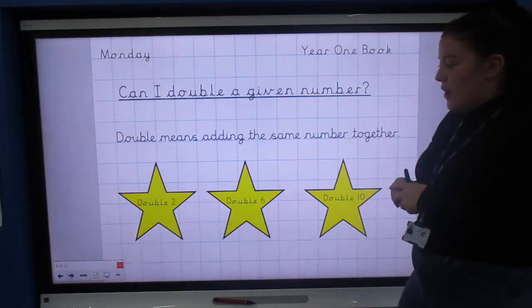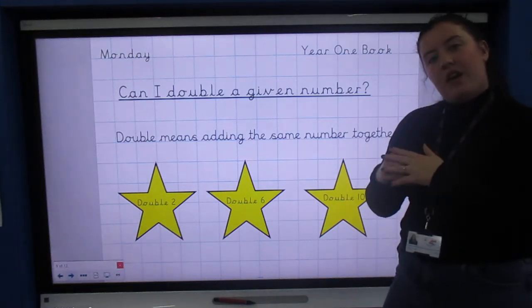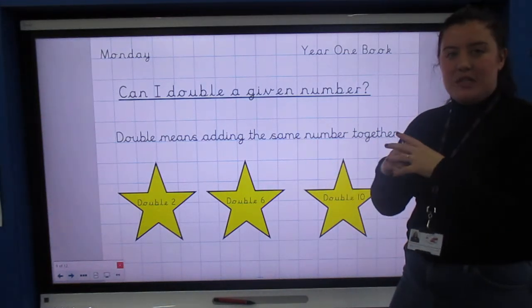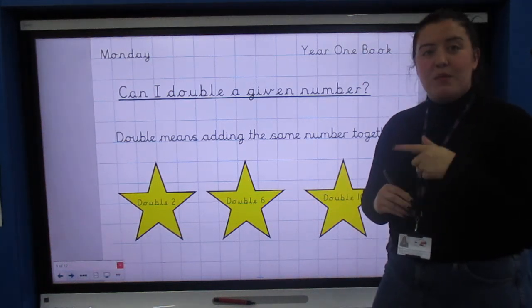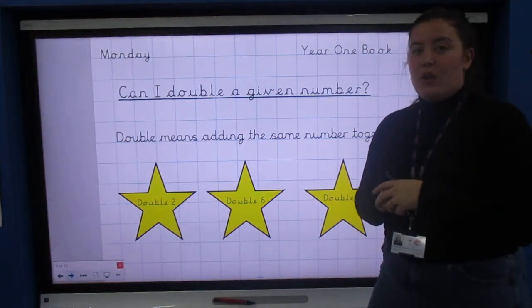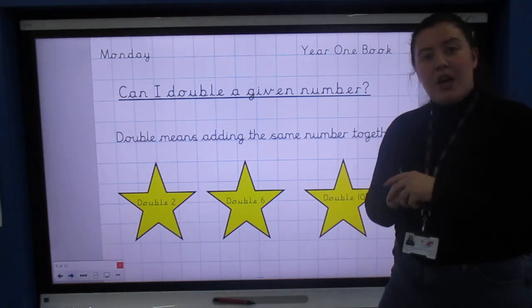And when we do doubling, remember adding the same number together, finding 2 lots of the same amount, and that is our 2 times table, which we are going to move on to tomorrow. So lots of practicing today, lots of photographs, lots of videos, okay?